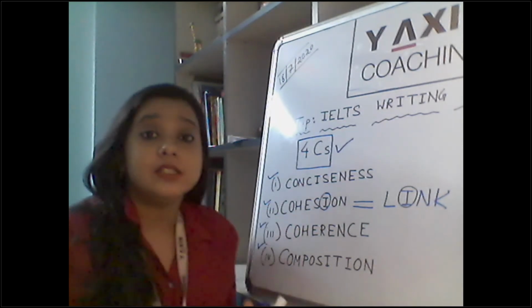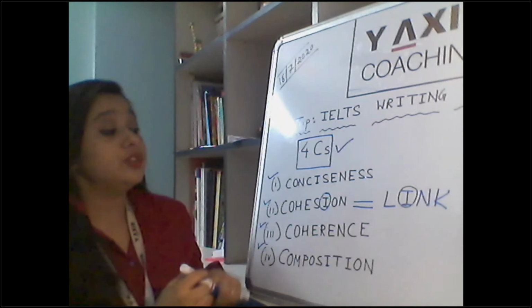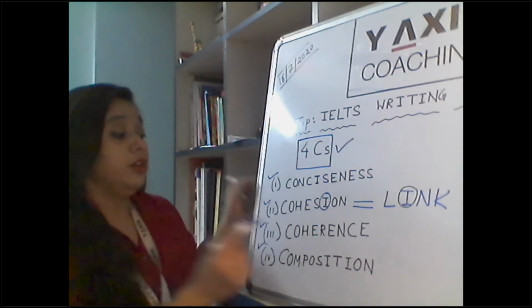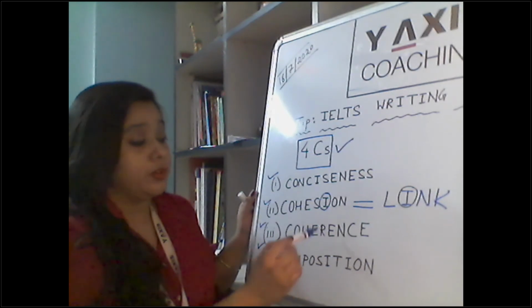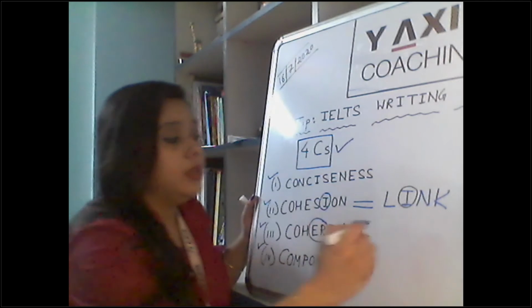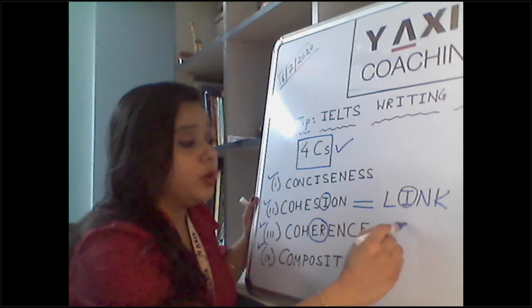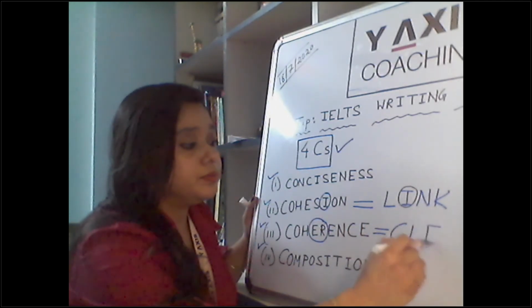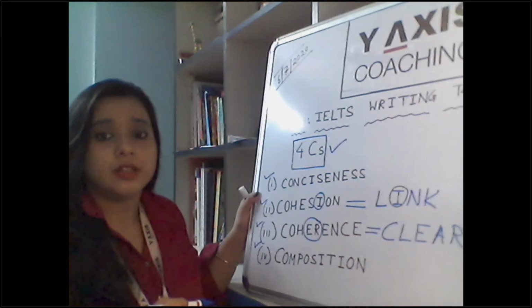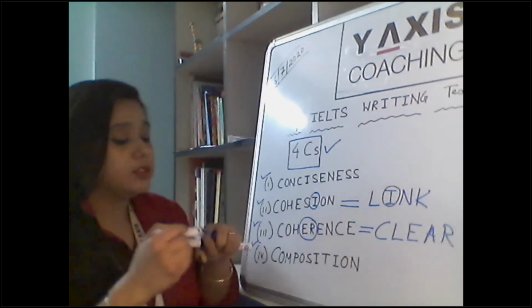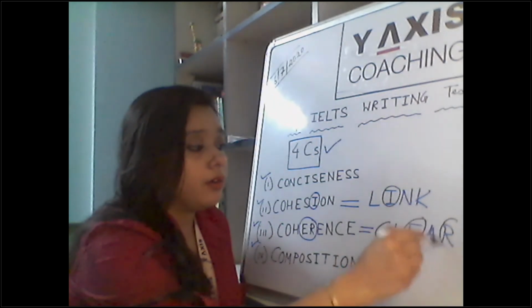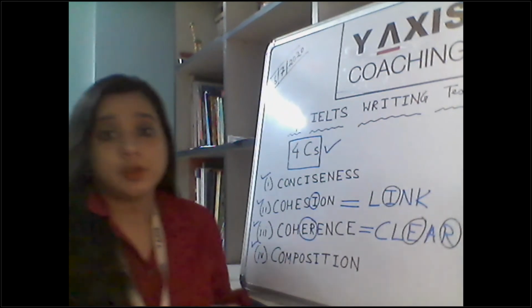I will again teach you a very simple way in which you can remember the meaning of the word coherence. So carefully look at the word coherence. It has 2 letters E-R. Now let me write another word for you. Clear. See, the word clear also has these 2 letters E and R. So I'm sure now it is clear.